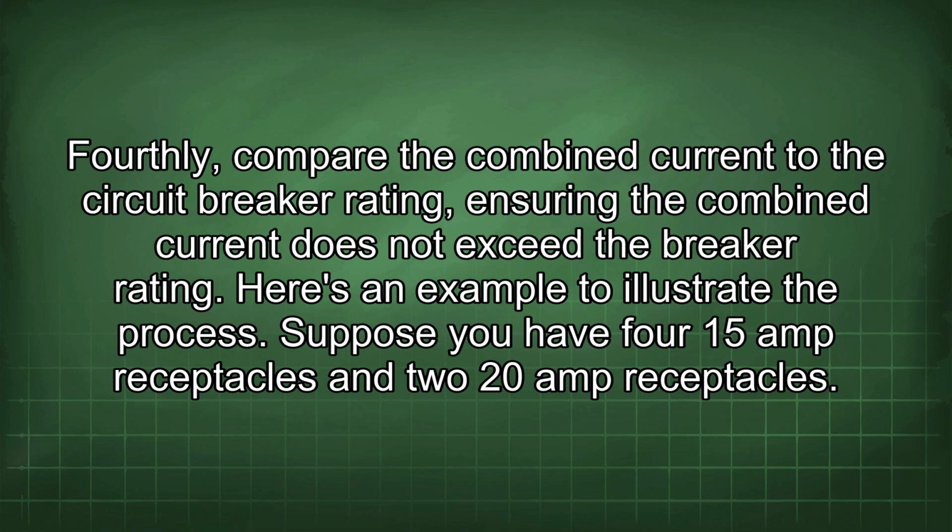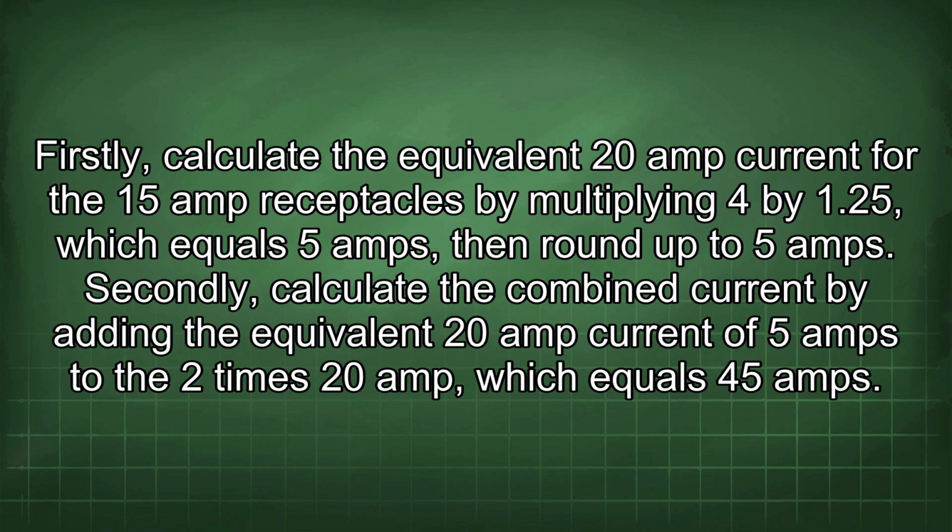Here's an example to illustrate the process. Suppose you have 4 15 amp receptacles and 2 20 amp receptacles. Firstly, calculate the equivalent 20 amp current for the 15 amp receptacles by multiplying 4 by 1.25, which equals 5 amps, then round up to 5 amps.